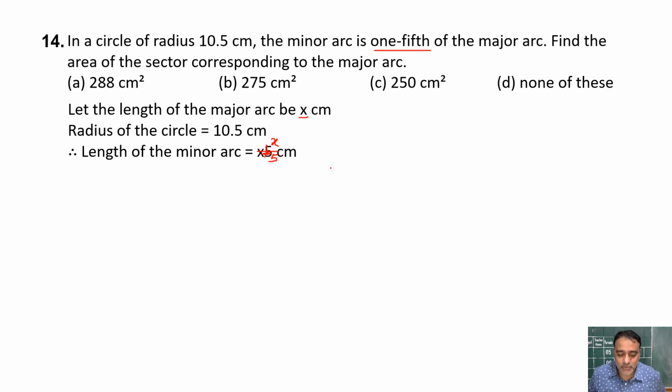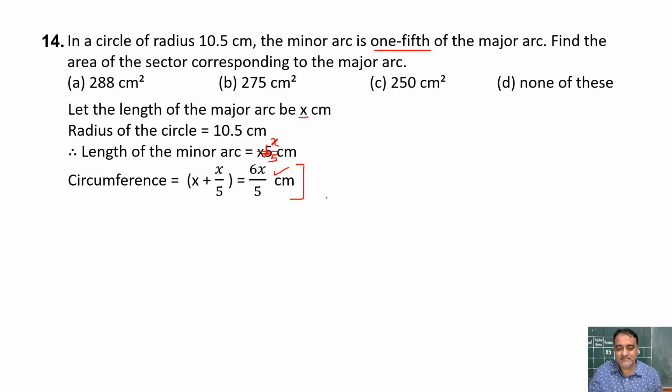Right. So now you tell me if we add minor arc and major arc, what we will get? पूरा फुल Circumference of circle. वेरी गुड, फुल सर्कल मिलेगा, ठीक है. So that means circumference of a circle is equal to x plus x upon 5, and that is 6x upon 5. Whether this is clear? Yes, sir. And this is equals to 2 pi r.